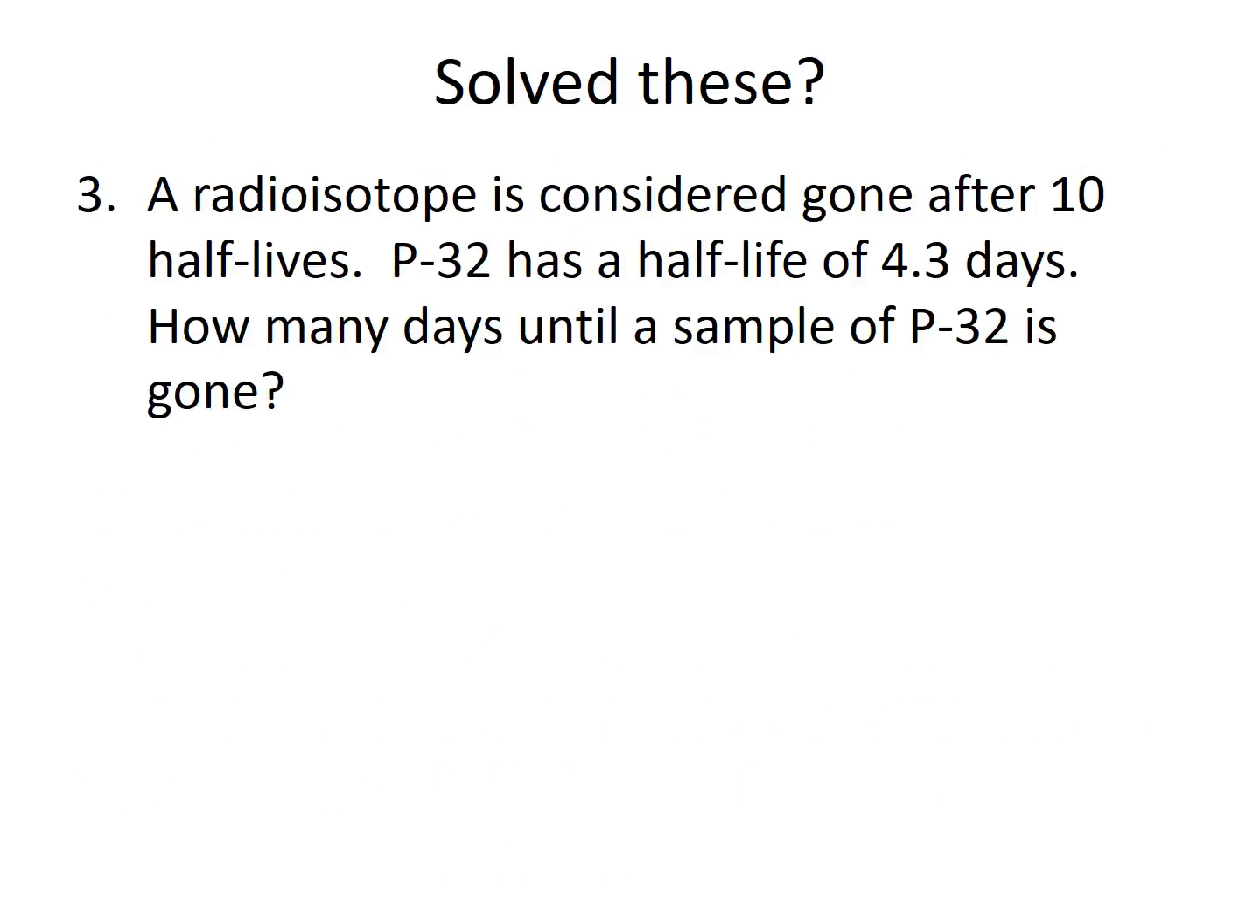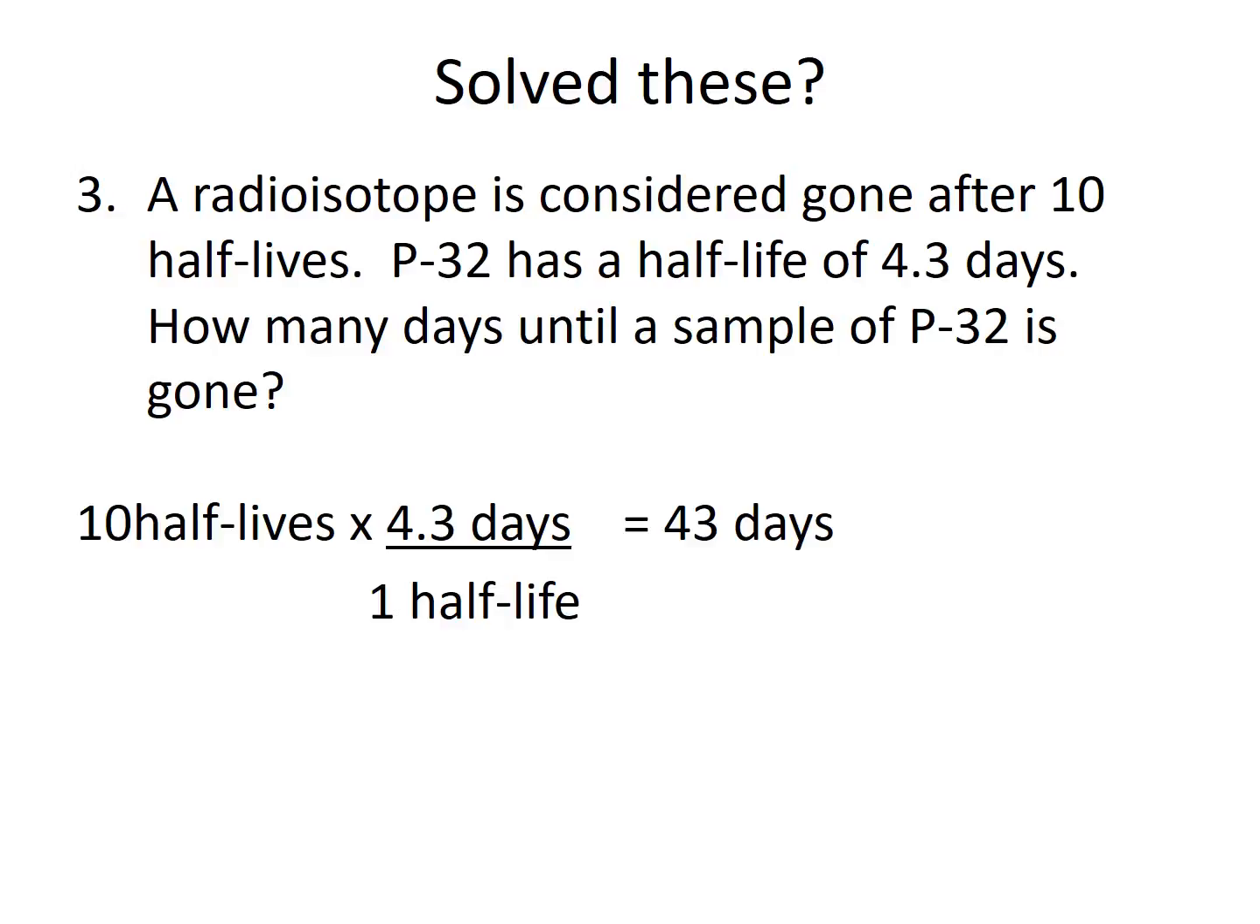And the third problem, the phosphorus-32 problem. If a half-life is 4.3 days and it takes 10 half-lives for it to be gone, then it would take 43 days for the phosphorus-32 to be completely gone. Now, of course, remember, it's not completely gone, it's just been cut in half 10 times, and that's pretty much all gone.